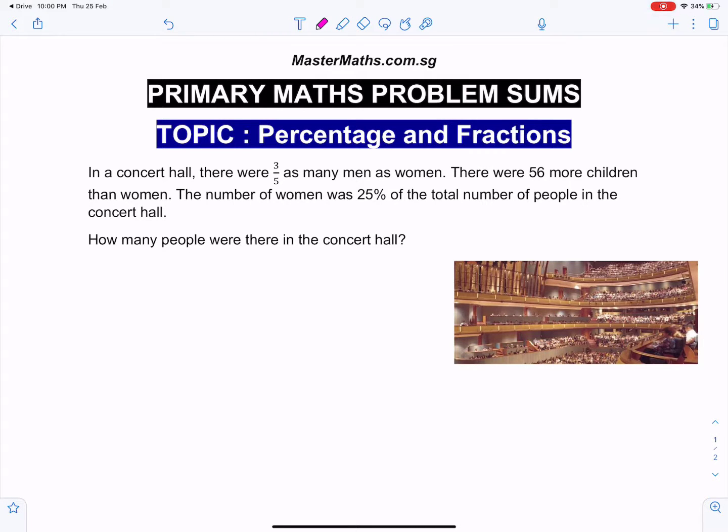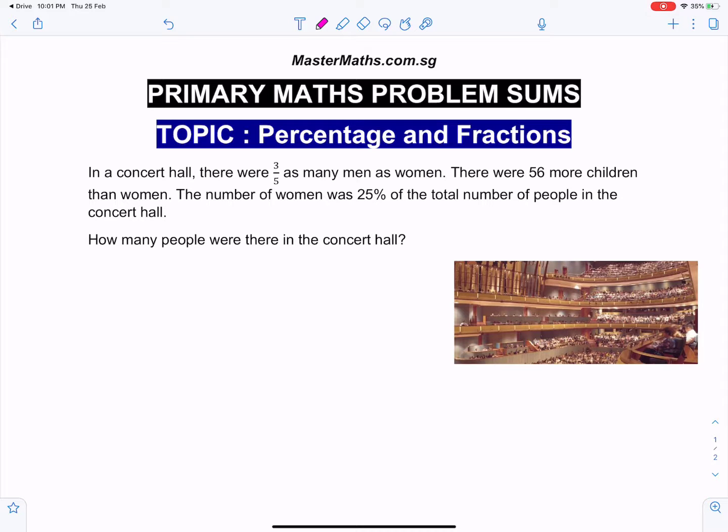In today's problem sums video tutorial, we discuss a question that involves percentage and fractions as well. Now an easy way to approach percentage questions is to convert it into a fraction. Why is that so? Because when we change to fractions, we can clearly see the number of units for each of the different items. Okay, so we're going to use this example to illustrate that shortly.